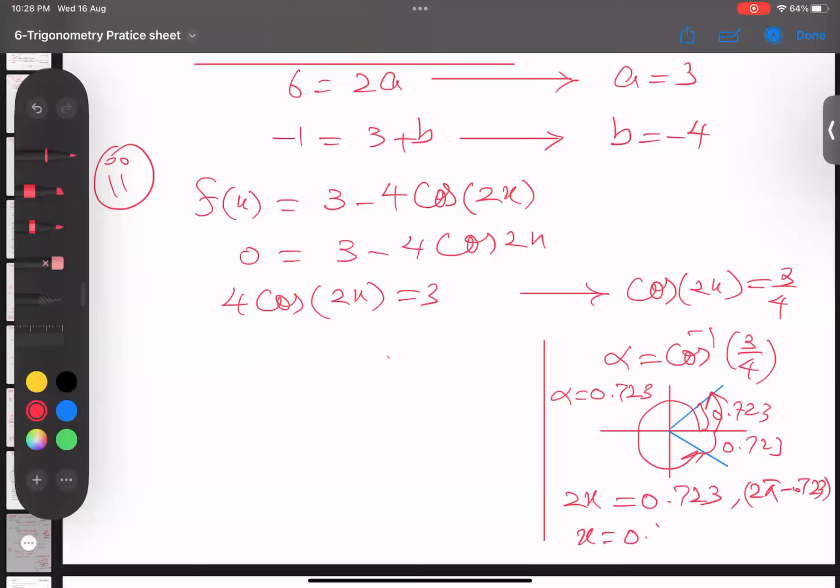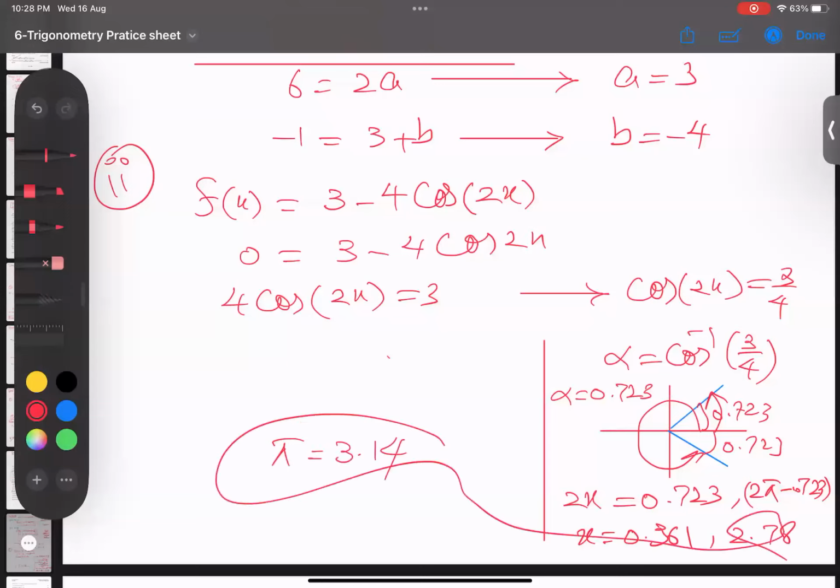So first answer, I'm getting 0.361, and always in radian mode actually. Okay, so 0.723, and this answer divided by 2, and I'm getting here 2.78. But now check it, is this less than pi or not? What is the pi value, students? If you check it, pi value is 3.14, it means this is coming in the range.